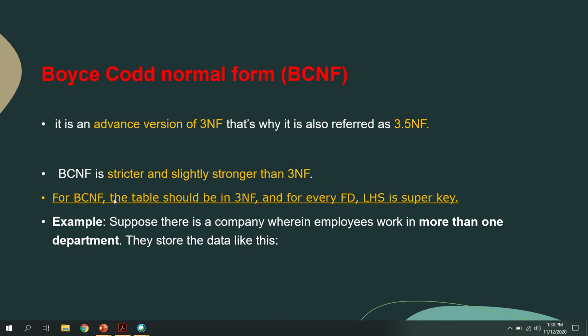Then how will we make a table into BCNF? In order to make a table into Boyce-Codd normal form, we have to satisfy two conditions. The first condition is that the table should be in 3NF. The second condition is that if you have a table which is in 3NF, and if you take all the functional dependencies that exist inside the table, the left side of the functional dependency should be a super key.